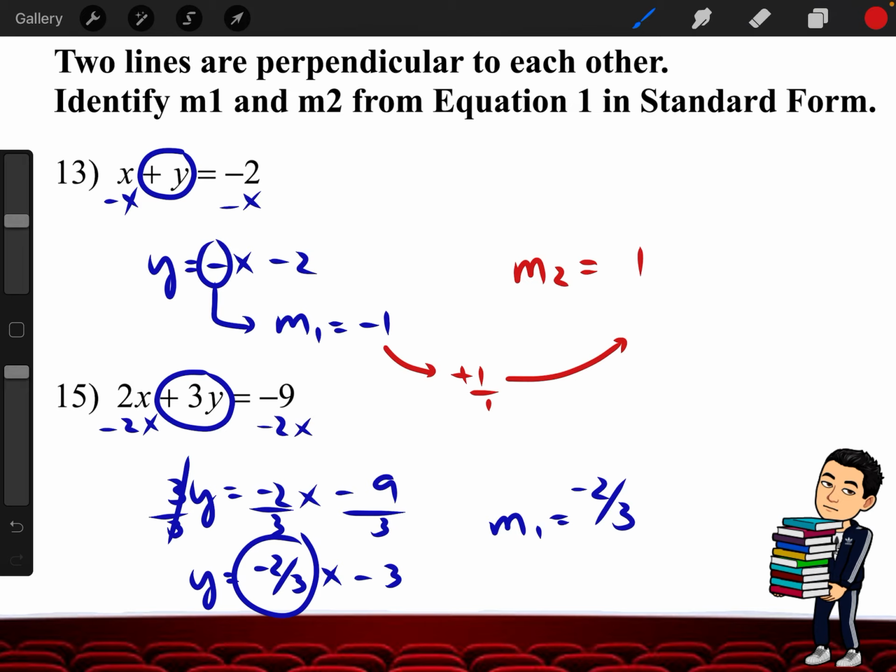Okay, for M2 for number 15, you're going to go through the opposite. The opposite is just putting a negative sign in front of this negative 2/3, which makes it positive 2/3. And then you just flip it for the reciprocal, so it's going to be 3/2.